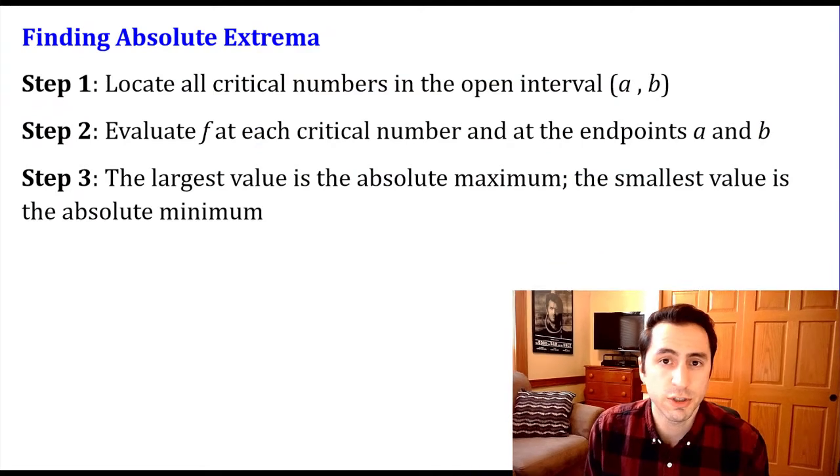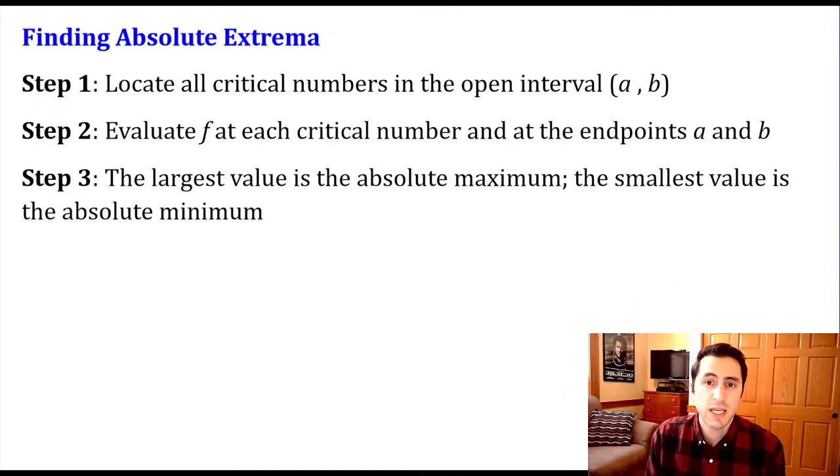In other words, what we're looking for are the largest possible values on a specific interval or the smallest possible values on a specific interval, in the entire interval. If I compare that to local maximums or local minimums, those were just the largest or smallest in a small neighborhood, a small open interval. But in this case, we're looking at a closed interval. So it's basically what are the largest and smallest values for the entirety of our function.